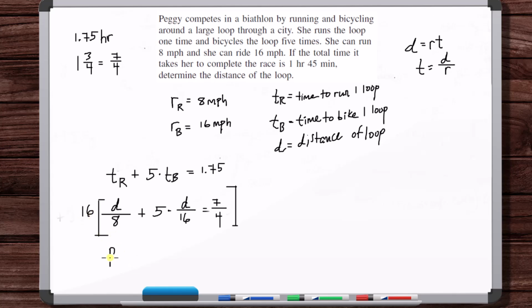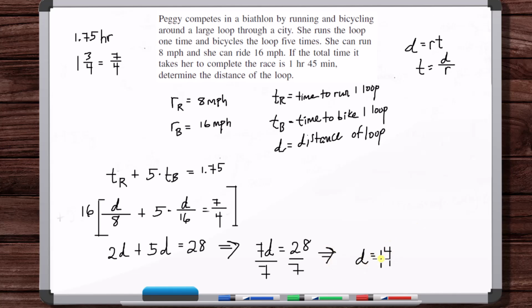So we get 2D plus 5D is equal to 7 times 4, which is 28. 2D plus 5D is 7D, which is equal to 28. D is equal to 4. This is in miles, right? Well, we kept all of our units consistent. D is 4 miles.